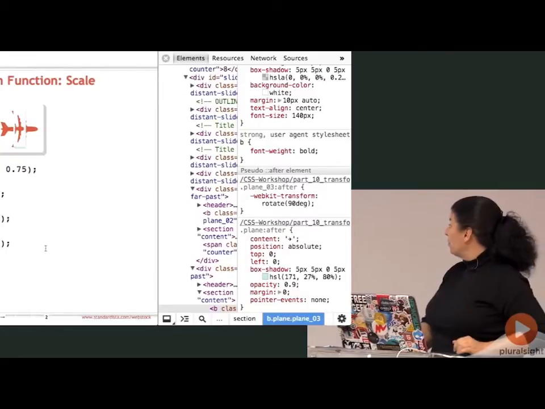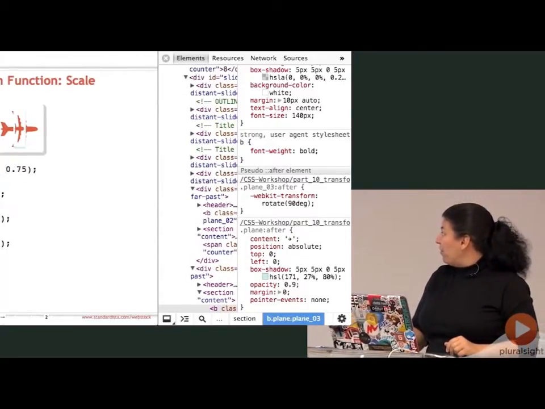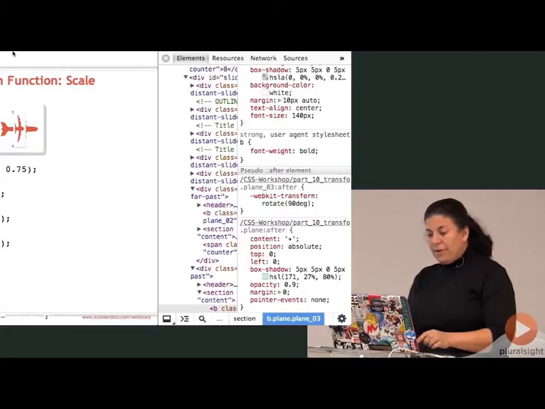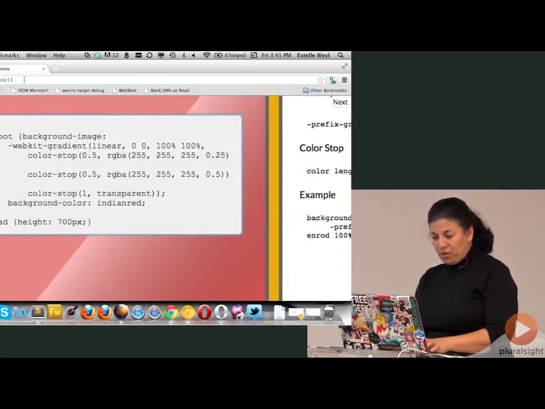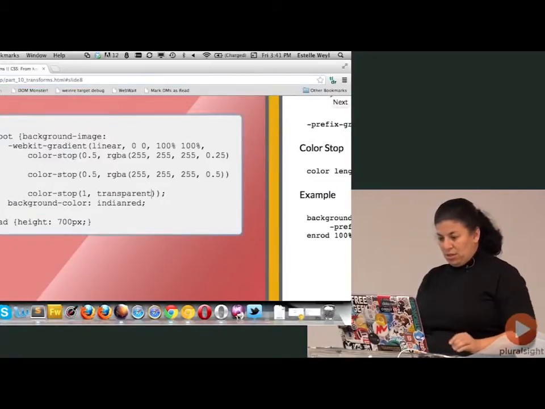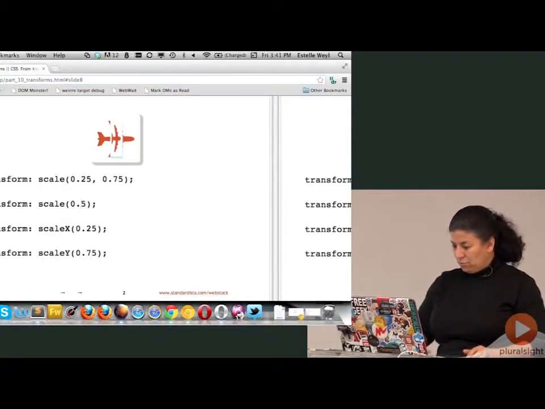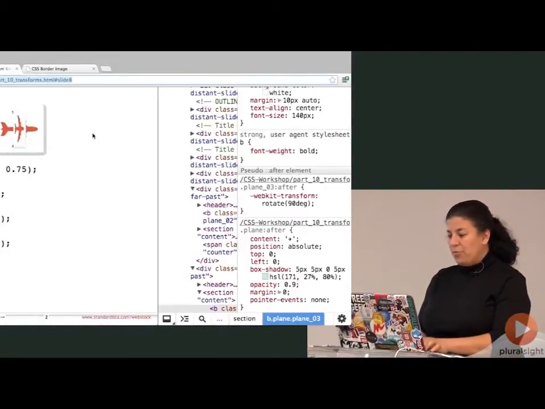Okay, let's go on to skewing. No, scaling. So here it's 25% by 75%. So it's 25% of the width and 75% of the height. I'm actually going to just try this in my other Chrome and see maybe if it works in my other Chrome, because it was working and it's really frustrating that it's not. I have no clue what happened. Okay, there must be a typo in my JavaScript.